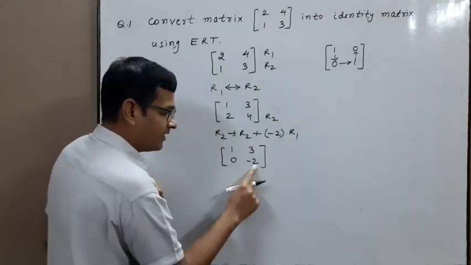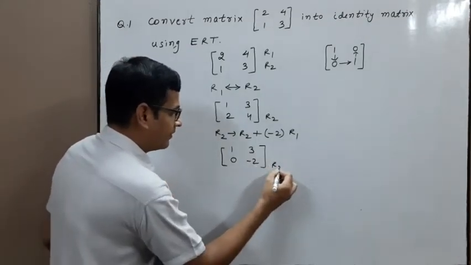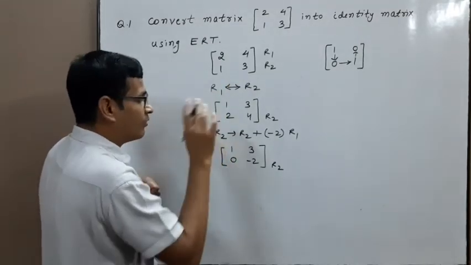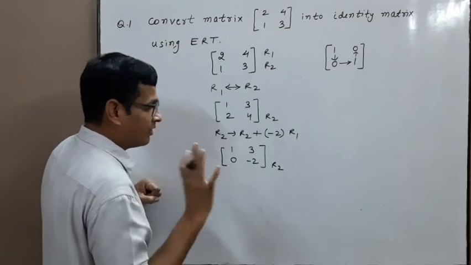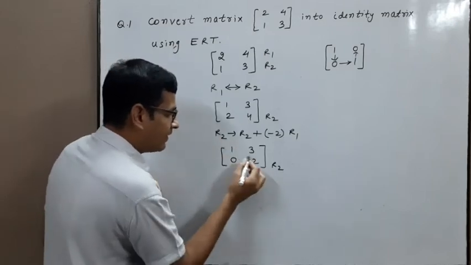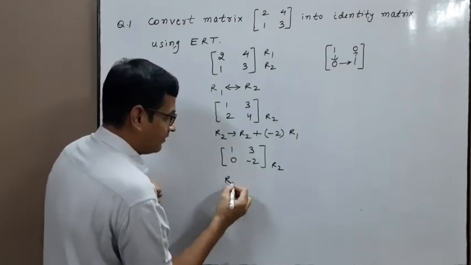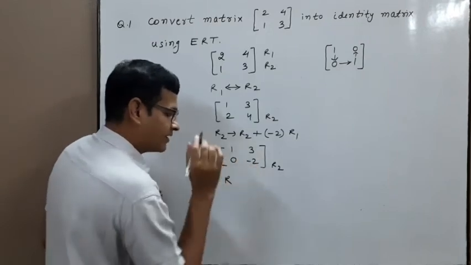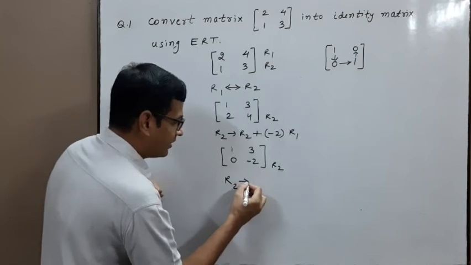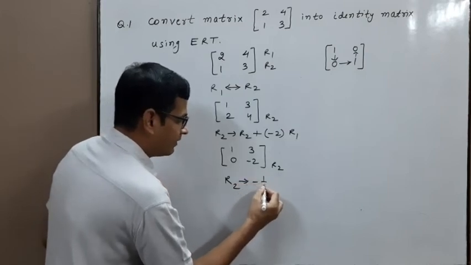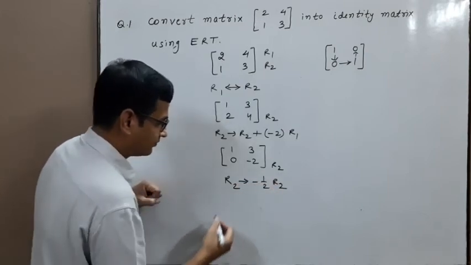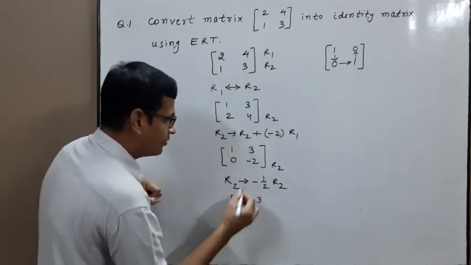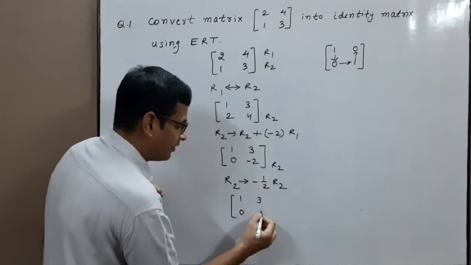And now we want 1 at that place. Using elementary row transformation means in the entire question you have to use only rows. Don't use columns anywhere. We want 1. If there is a number at that corner, then always multiply by its reciprocal. So R2 tends to minus 1 by 2 into R2. So 1, 3, 0 and minus 2 into minus 1 by 2, 1.